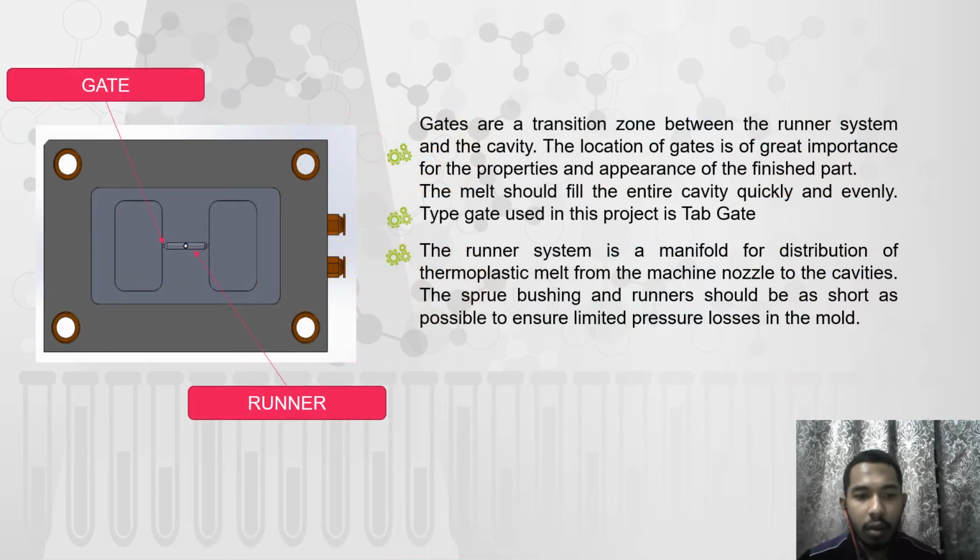For the gate and runner system, gates are a transition zone between a runner system and a cavity. The location of gates is of great importance for the properties and appearance of the finished part. The melt should fill the entire cavity quickly and evenly. The gate type used in this project is a tab gate. The runner system is a manifold for distribution of the thermoplastic melt from the machine nozzle to the cavities. The sprue bushing and runners should be as short as possible to ensure limited pressure losses in the mold.